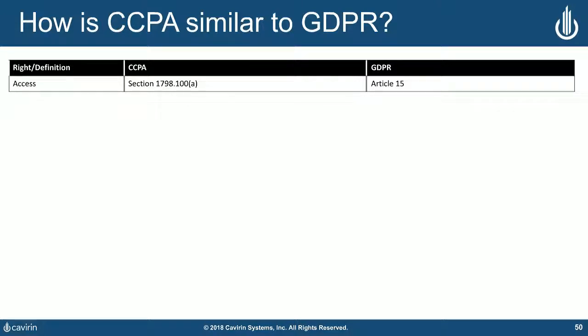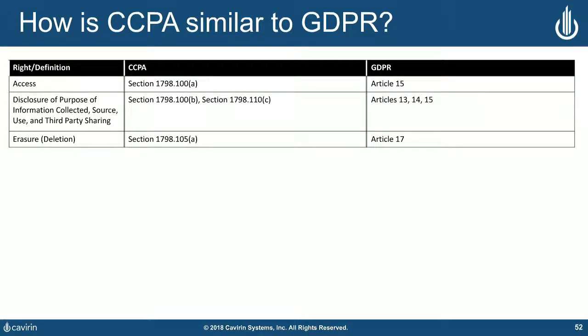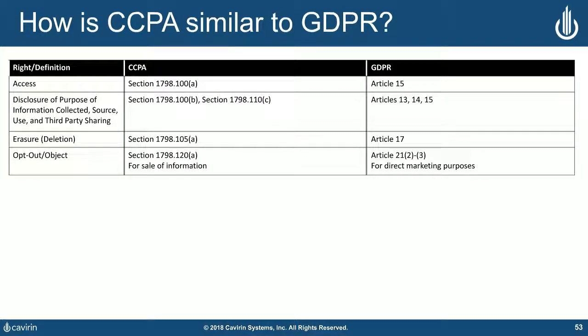Okay. So first, if you look at the similarities, you look at access. So access to information is covered by both of them. That's a similarity. Disclosure of the purpose of the information is covered by both GDPR and CCPA. In addition, the ability to delete the information is covered by both. The opportunity to opt out of the use of the information: in GDPR it's the case of direct marketing, in the case of CCPA it's the selling of the information.